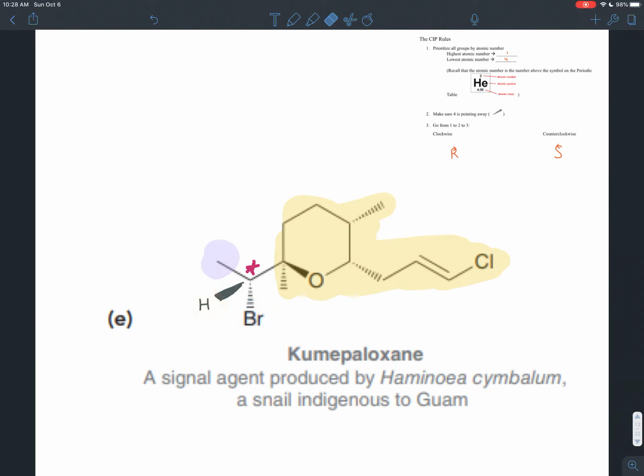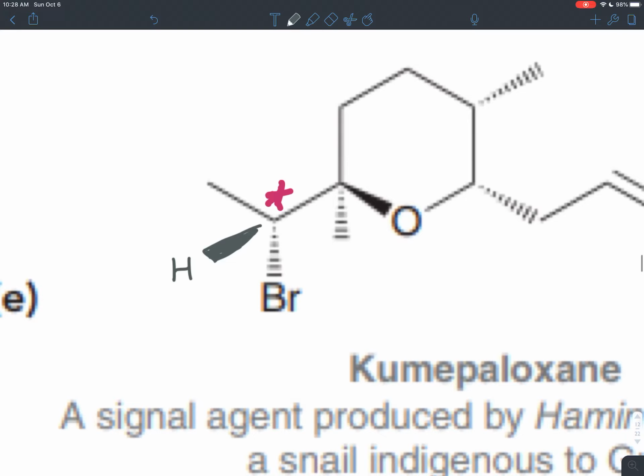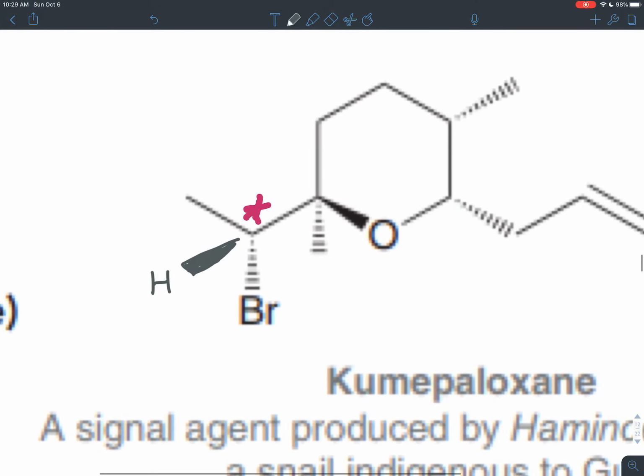It comes in a right and a left-handed version, and those versions are going to behave differently. They're going to fit differently into the world around it and make other stuff behave differently too. So we need to figure out whether we have the right or left-hand version here. Now to do that, we're going to follow those CIP rules, those Cahn-Ingold-Prelog rules. The first step is to assign priorities based on atomic number.